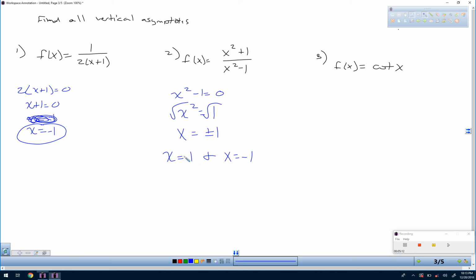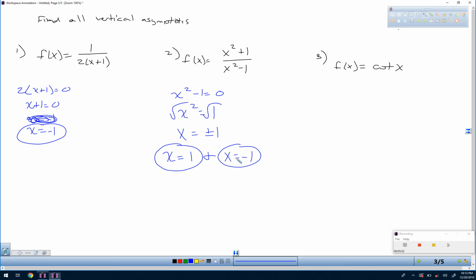So plug each one of these numbers into the numerator, and I can plug it in this time because you have that x squared plus 1. If you plug in 1 into the numerator, you'll get 2. So that is a vertical asymptote. If you plug in negative 1 into the numerator, you'll also get 2. So both of those are vertical asymptotes.